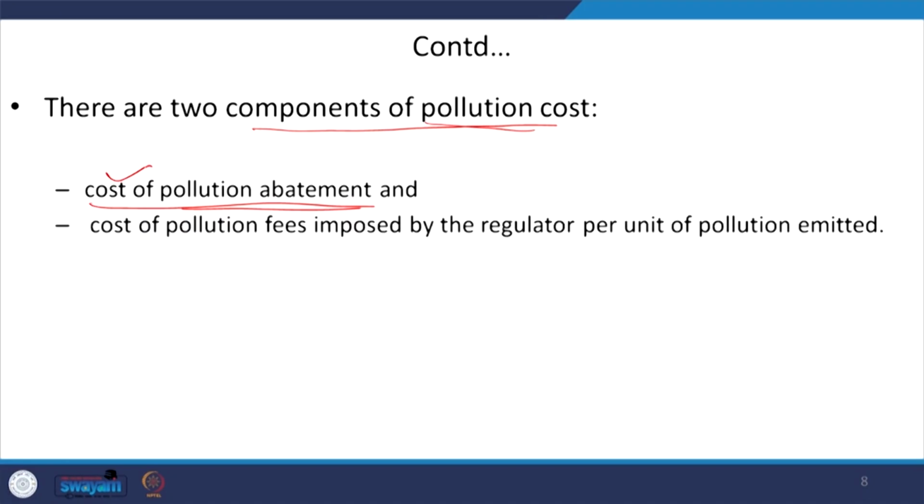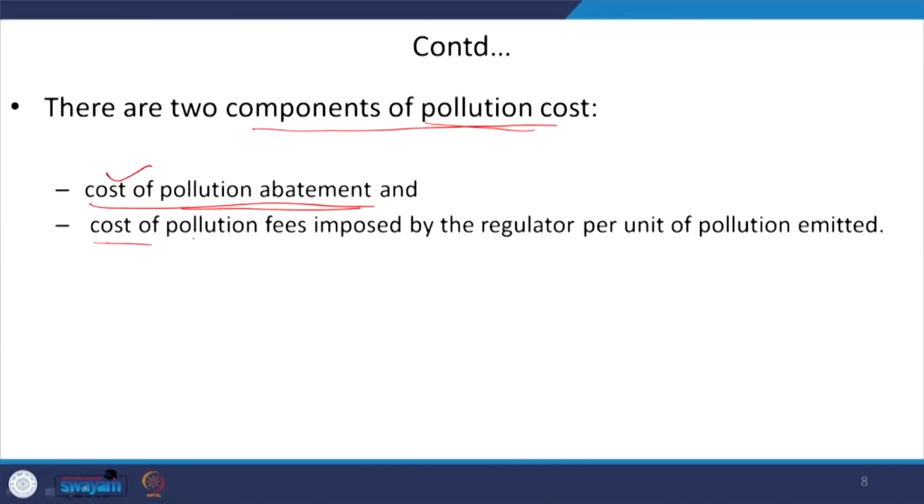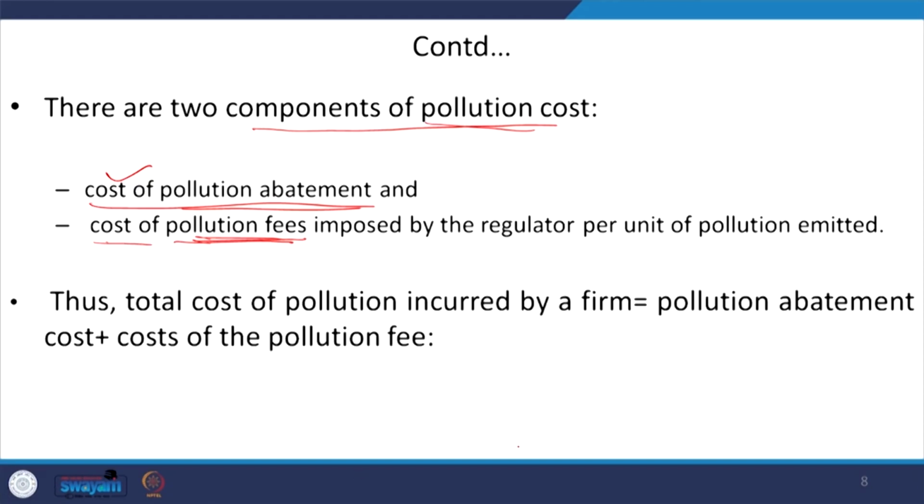And the second one is that if the firm is not spending anything in order to reduce the pollution level, then obviously the firm is going to pay the tax imposed for each level of pollution produced. That cost is known as the pollution fee cost, which is imposed by the regulator per unit of pollution emitted by the firm itself.